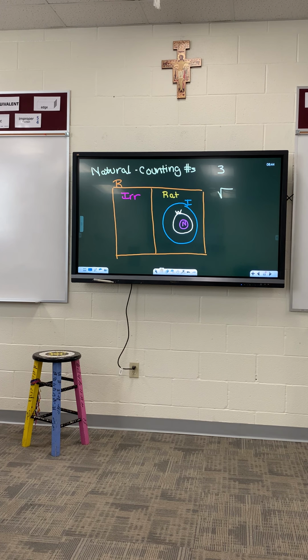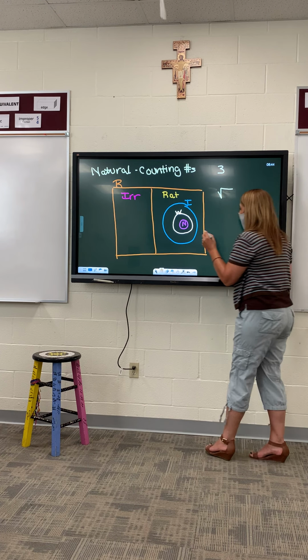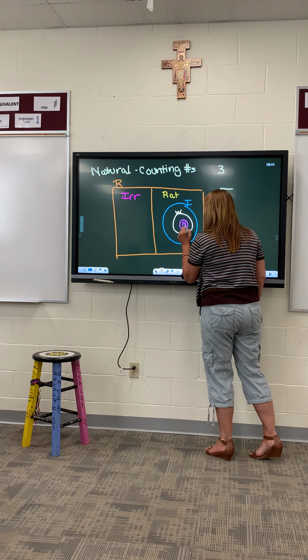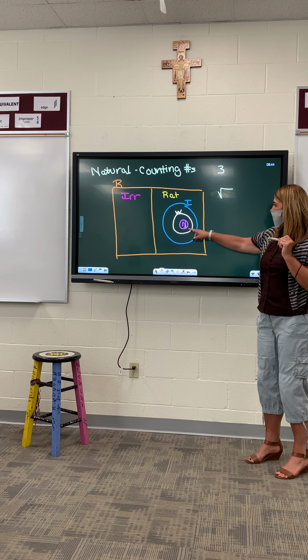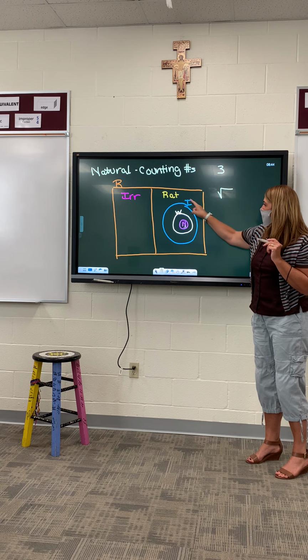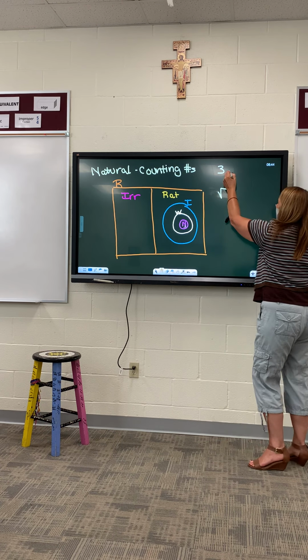But where would 3 go? If I was to place it in that Venn diagram, where would it go? Evelyn? Natural. Yep, it would go right in here. Because if I know it's natural, I also now know it's whole and integer and rational and real.